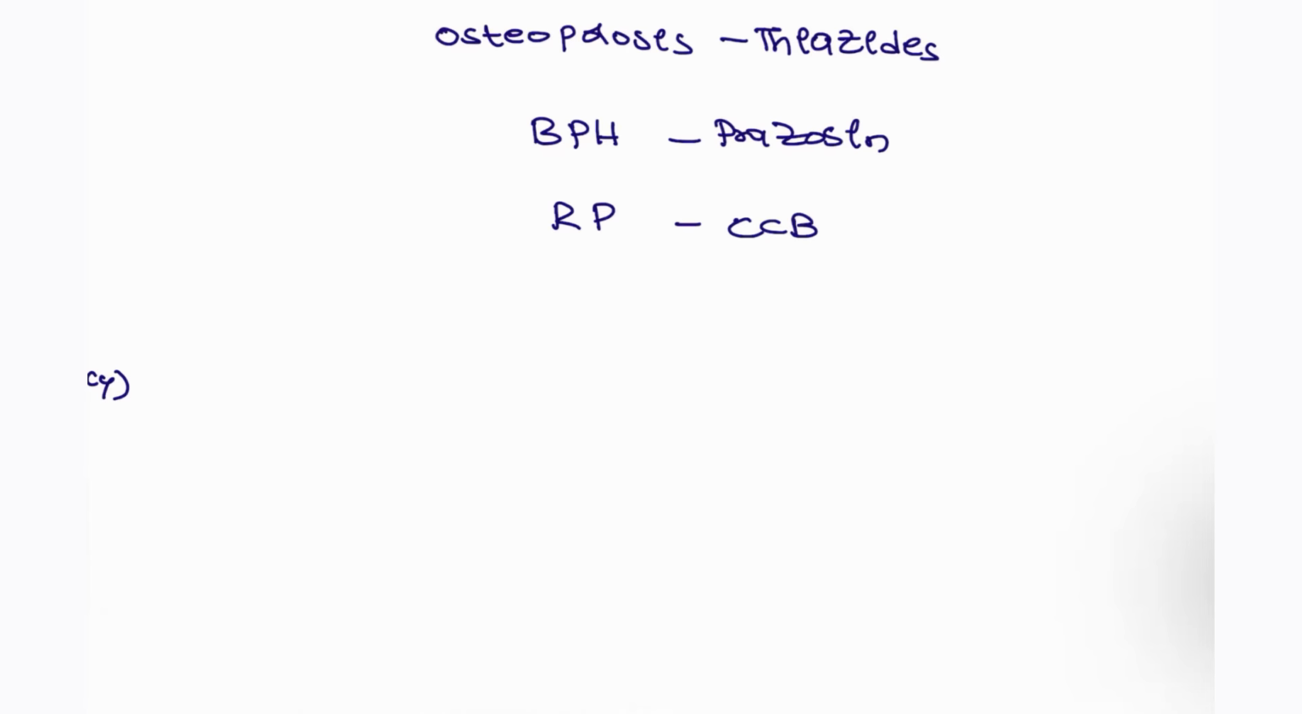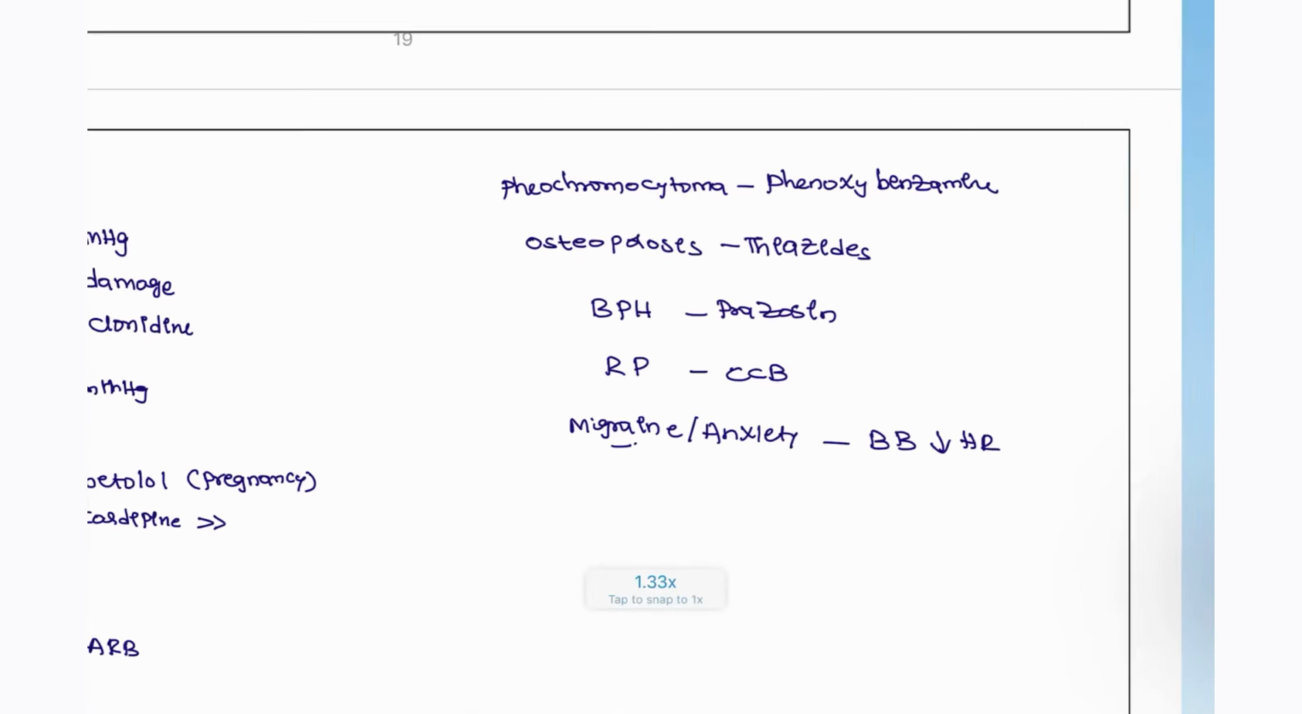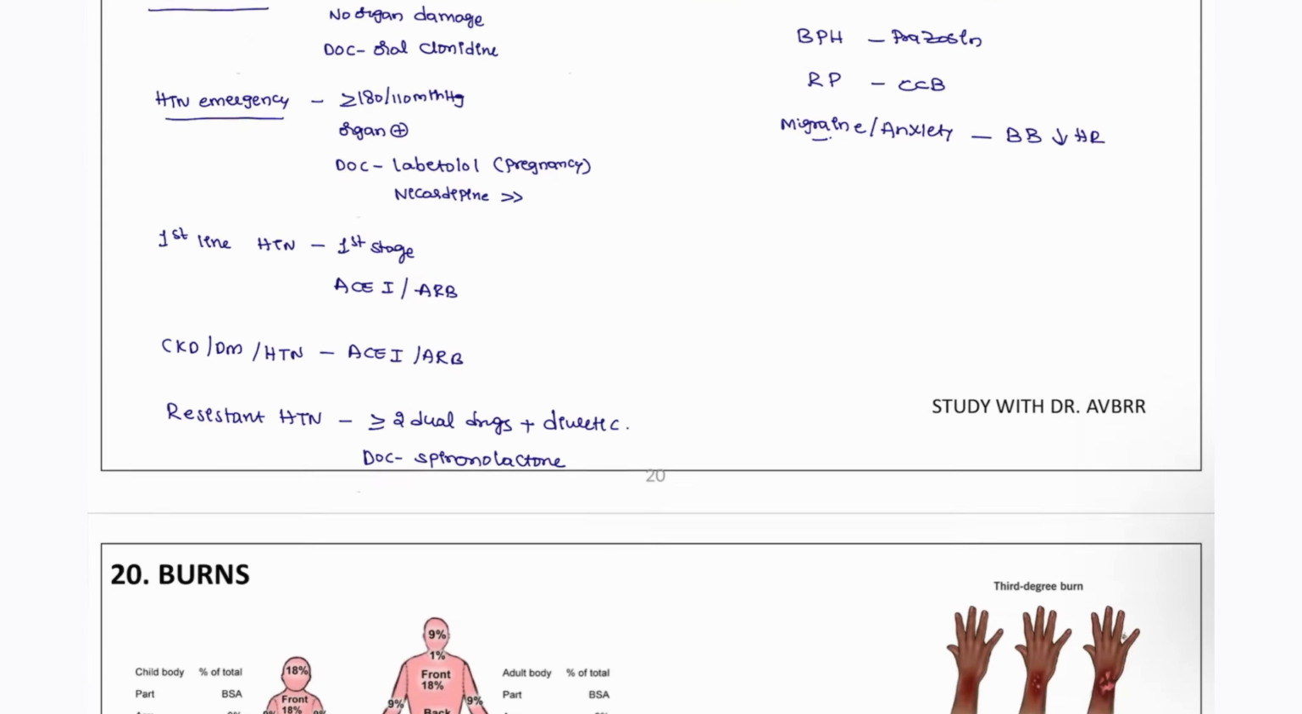Okay, and for those who are suffering from migraine and patients with anxiety or psychiatric conditions, beta blockers are given because they decrease the heart rate and are also prophylaxis for migraine. Okay, this is how we are going to follow hypertension therapy.